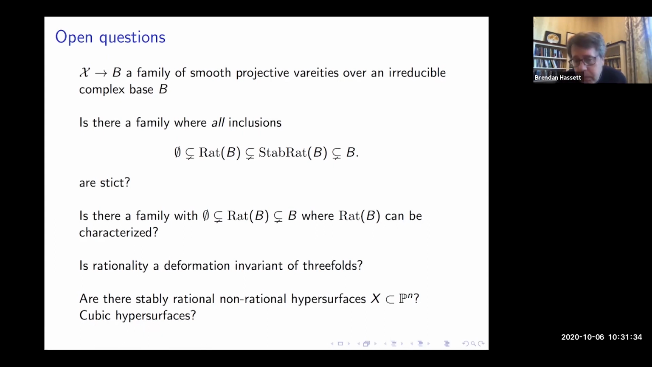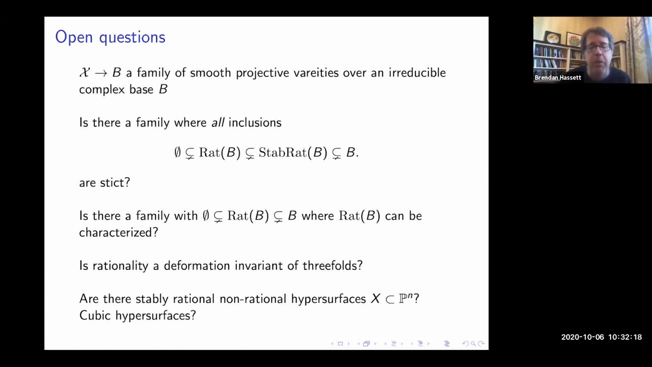And finally, is it possible to find non-rational hypersurfaces that are stably rational, especially for cubic hypersurfaces? So all of the known rational hypersurfaces are cubic. I don't know if there are higher degree hypersurfaces that are stably rational. I think it's an open problem to exhibit quartic hypersurfaces that are rational or stably rational. And so it would be interesting to shed light on whether there are cases where the strict inclusion between rational and stably rational can be seen on hypersurfaces.